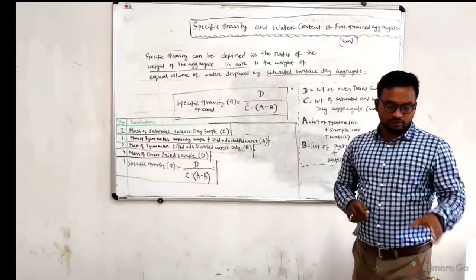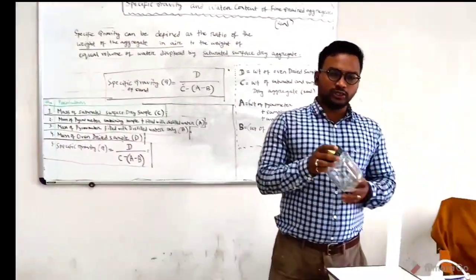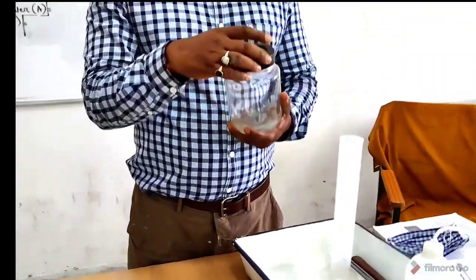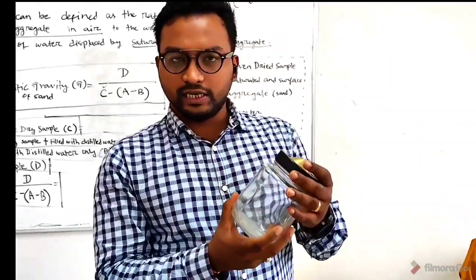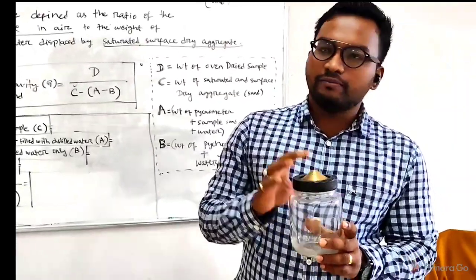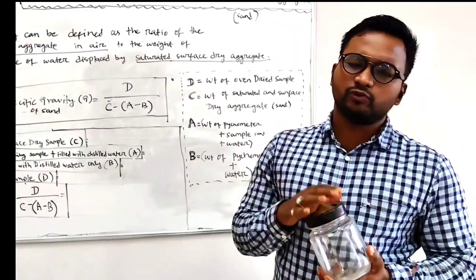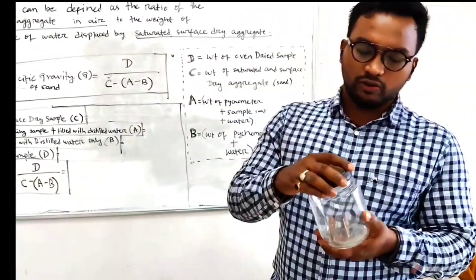Then we are going to show the equipment used in this. Come closer to the equipment. See, this is the first equipment. This is pycnometer. This is used for specific gravity of soils and aggregates. We can use various equipment, but for this particular test, we are going to use pycnometer.